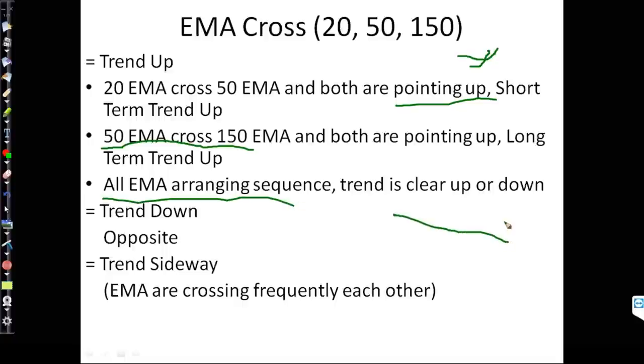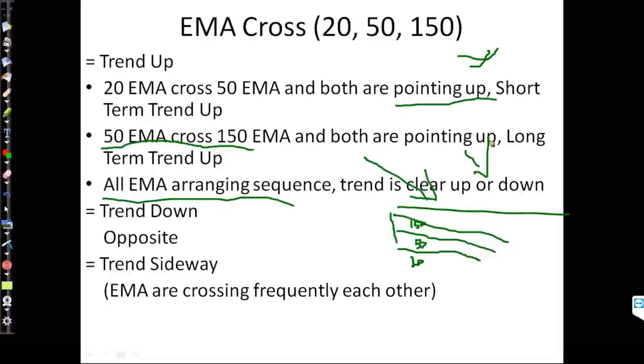Suppose this is the 150 moving average, this is the 50 moving average, and this is the 20 moving average. This small one is the 20 moving average, this is the 50, and this is the 150. When they are arranged sequentially like this, we'll confirm that the downtrend is very clear. Once we see this, we'll start selling only. Remember.